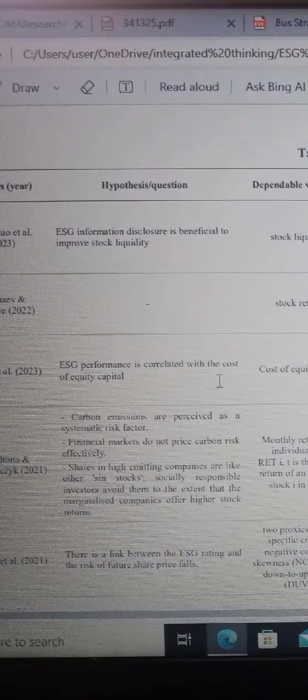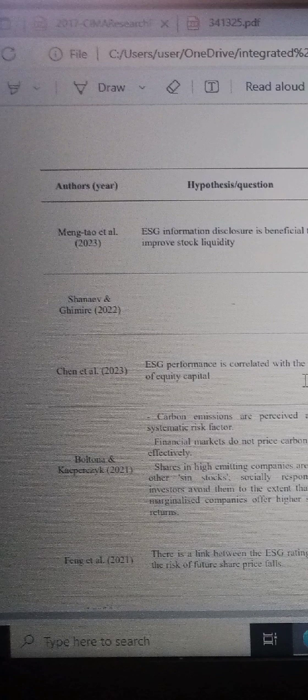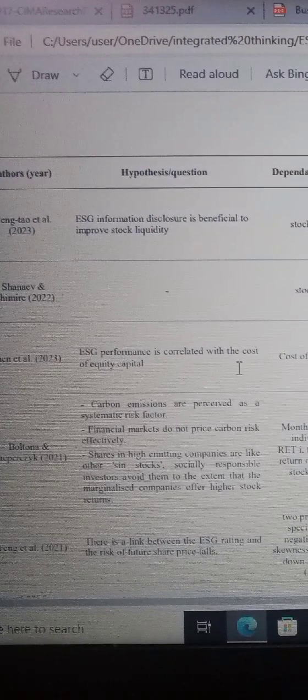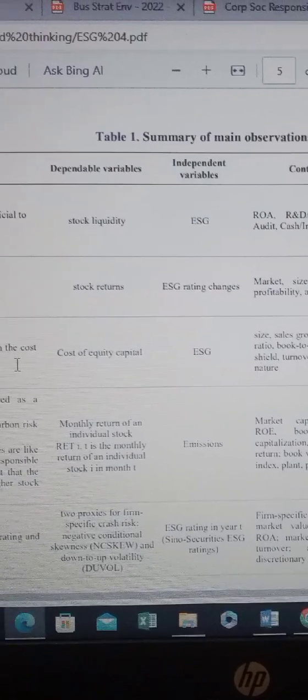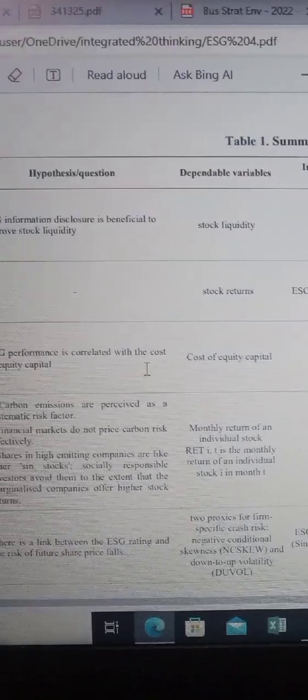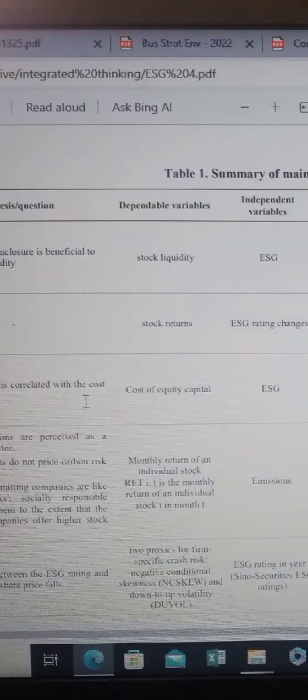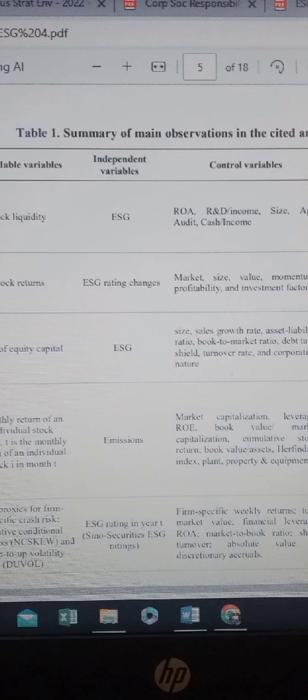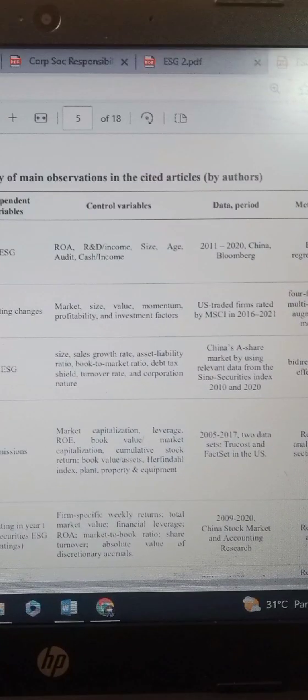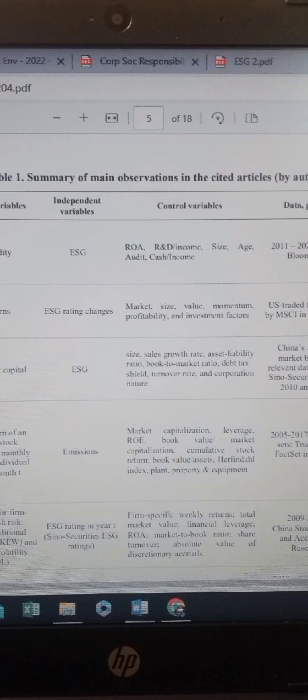How you can see the name of the author and the year it was done, the hypothesis or the question. You see, ESG information disclosure is beneficial to improve stock liquidity. And the dependent variable, I hope you can still remember from our previous video, the dependent variable used in this study is stock liquidity. The independent variable used is ESG. We also have our control variables.